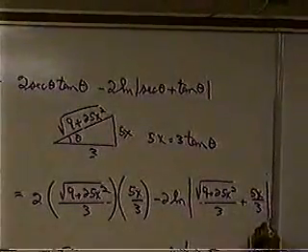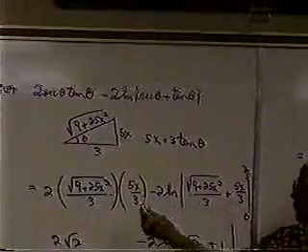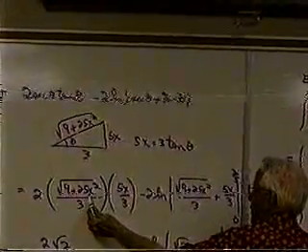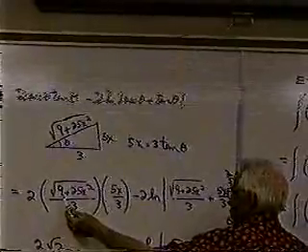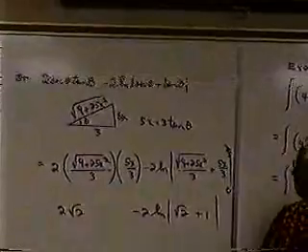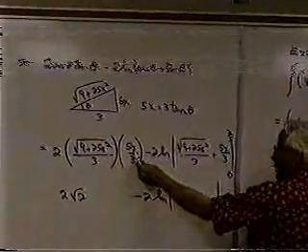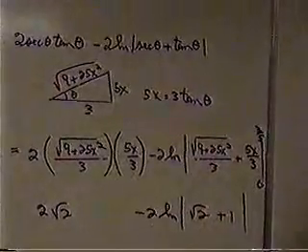And now when you plug in 0 and 3 over 5, if you put 3 over 5 here, you get 9 plus 9, which is 3 times the square root of 2. The 3's drop out, square root of 2. Put a 3 over 5 here for x, that's 3. 3 over 3 is 1.